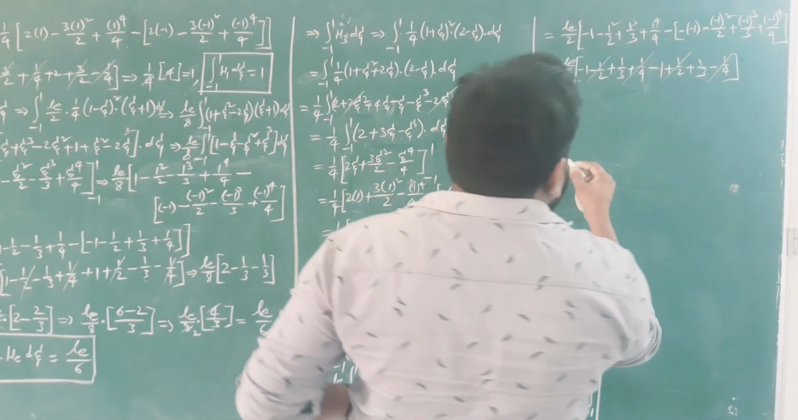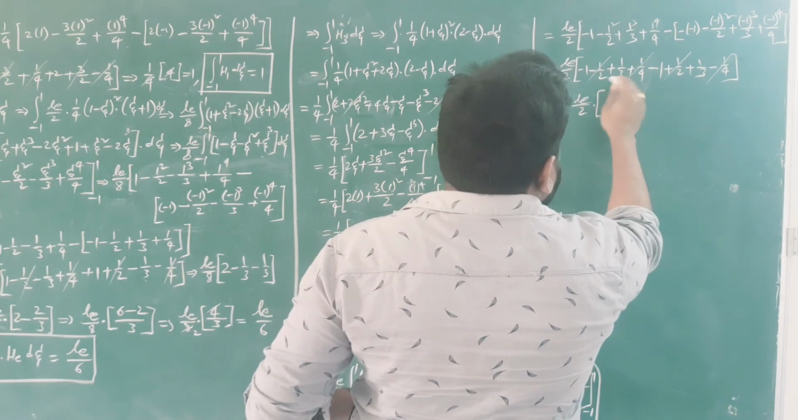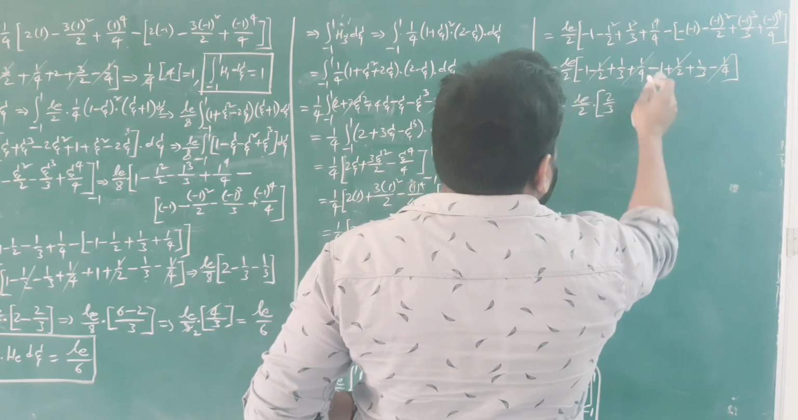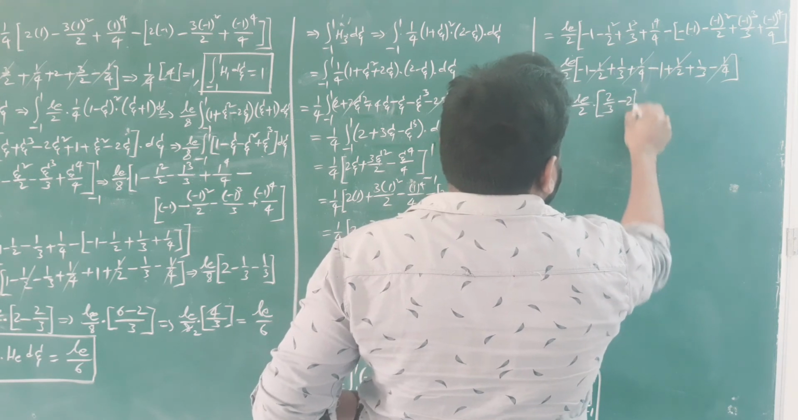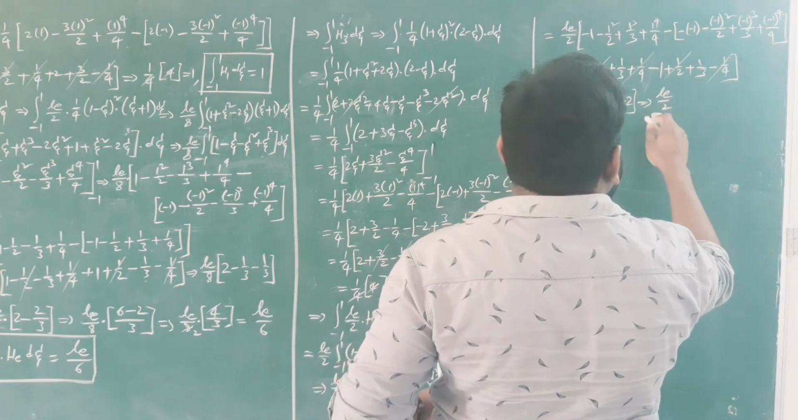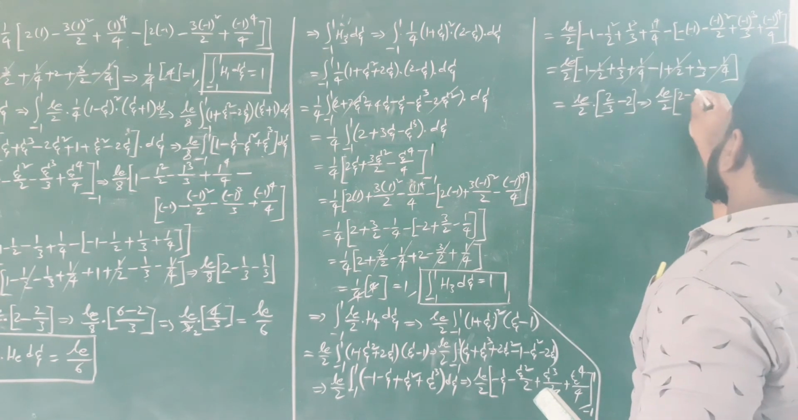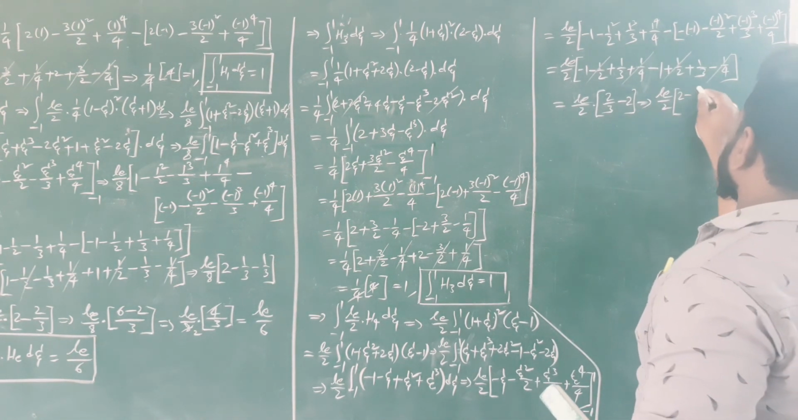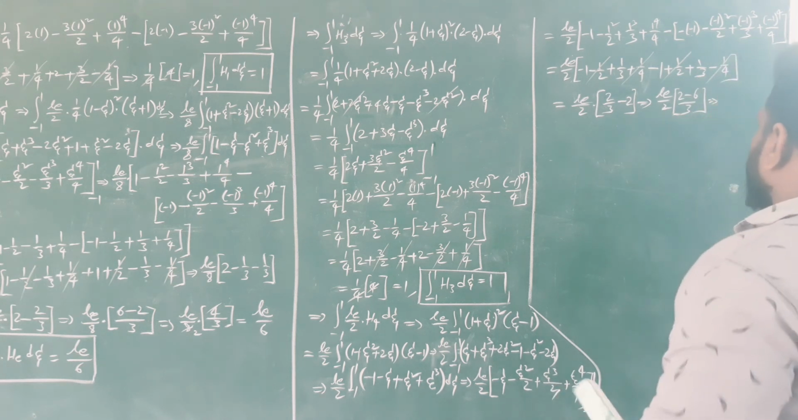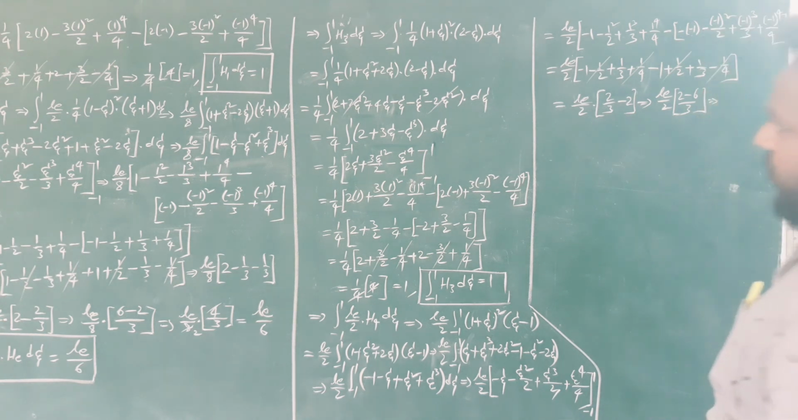So remaining is le by 2 into 1 by 3 plus 1 by 3 plus 2 by 3 minus 1 minus 1. So finally we got this, that is le by 2 into, 2 minus 2 threes are 6 by 3, and then le by 2, that is le by 2 into 2 by 3.